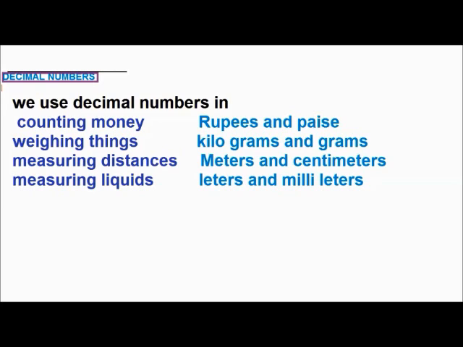And we use decimal numbers in counting money. We have to represent rupees and paise there. In weighing things also, we represent kilograms and grams; measuring distances, meters and centimeters; measuring liquids, liters and milliliters. In all these we use decimal numbers.